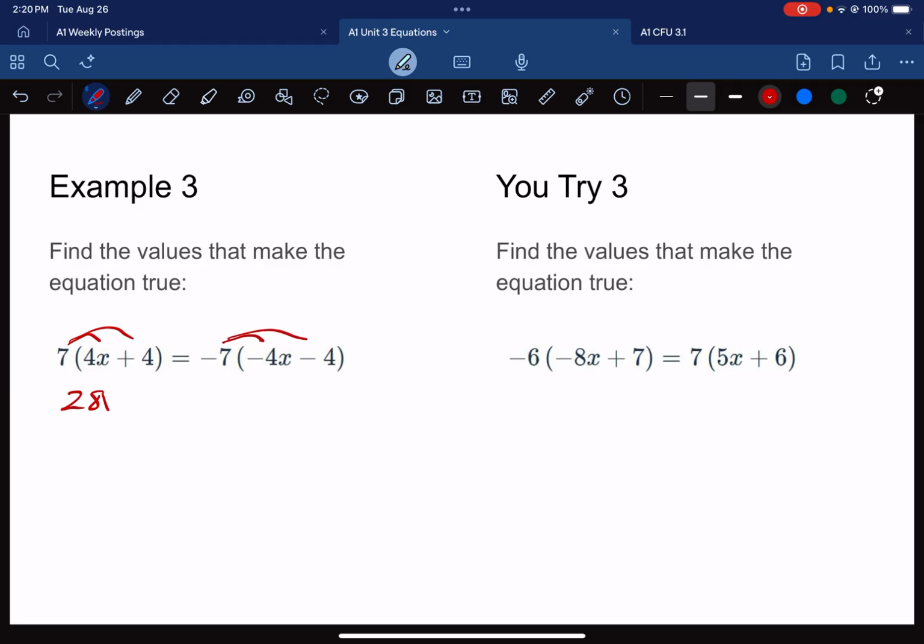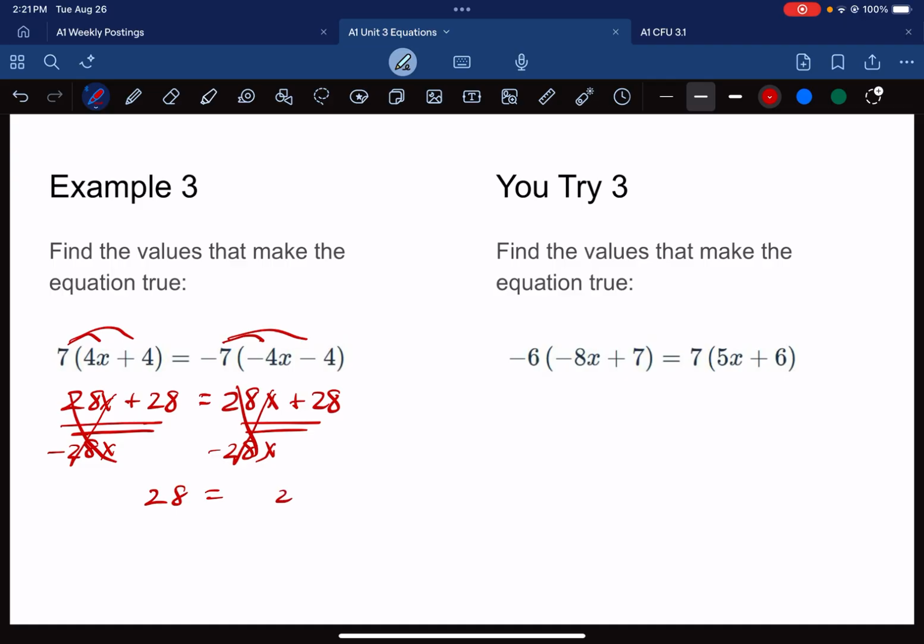Okay, we get 28x plus 28. And I got a positive 7, negative 7 times negative 4 is positive 28x, and then positive 28. Well, hopefully you can see this is just the same equation on both sides. So if it's the same on both sides, it's going to be infinitely many solutions. So let's do the math and see how it works out anyway. I'm going to subtract 28x to get my x terms together. That cancels, and I get 28 equals 28. And that is true, infinitely many solutions. Okay? You try the next one there.